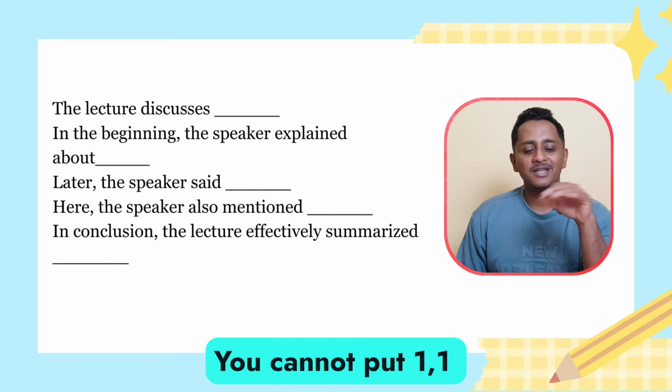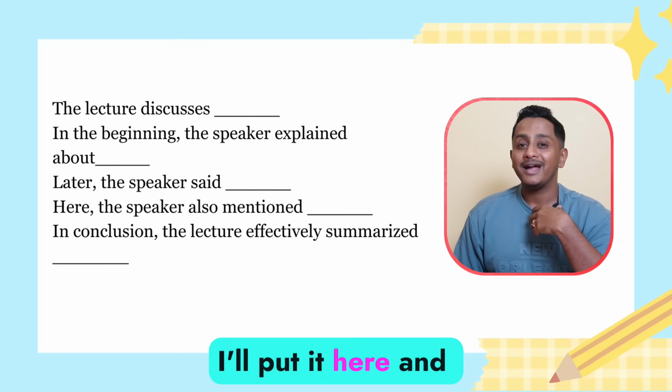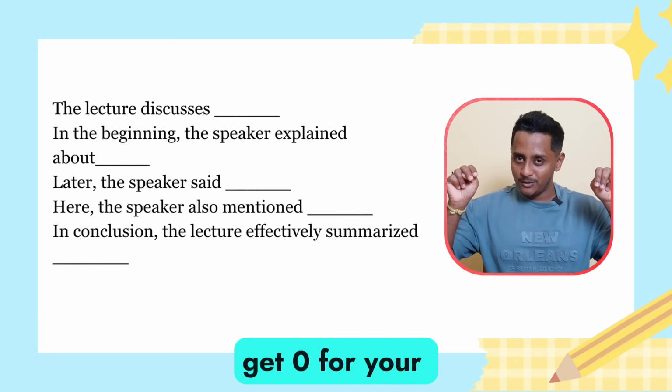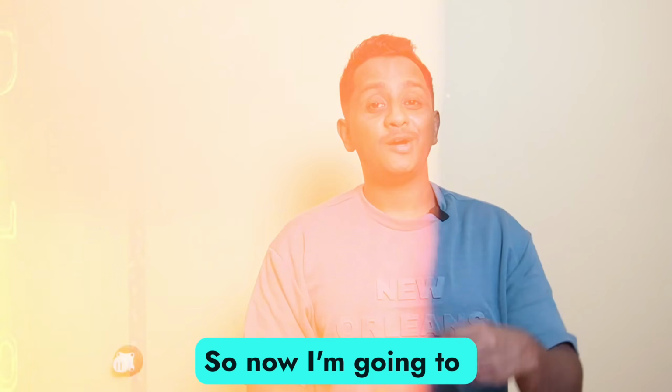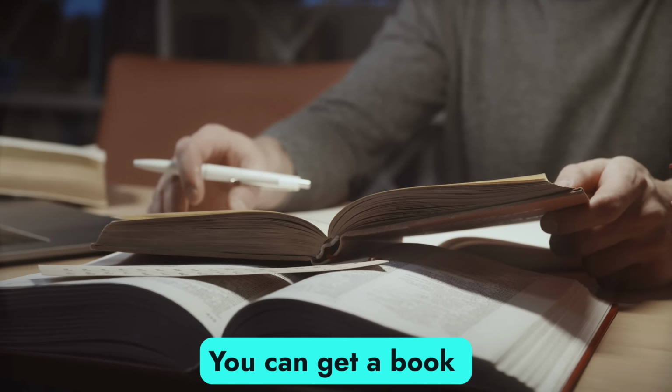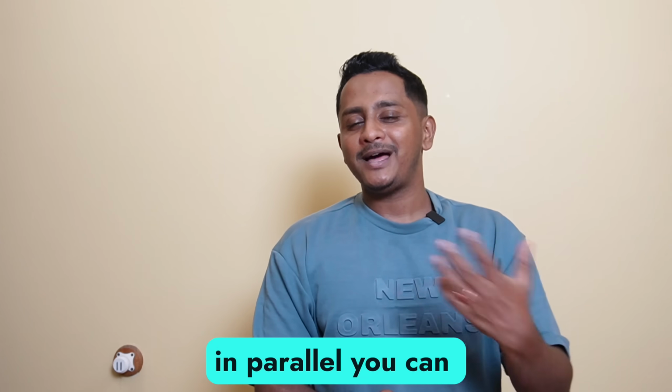You cannot put in one keyword, or 5 keywords, put them here and escape. Definitely you're going to get 0 for your content, fluency and pronunciation. Remember this. So now I'm going to play the audio. You can get a book and a pen and take some notes and try doing it. But in parallel, you can also watch.